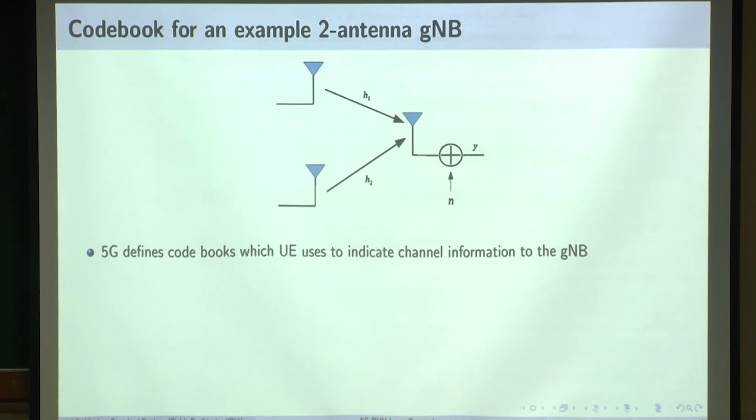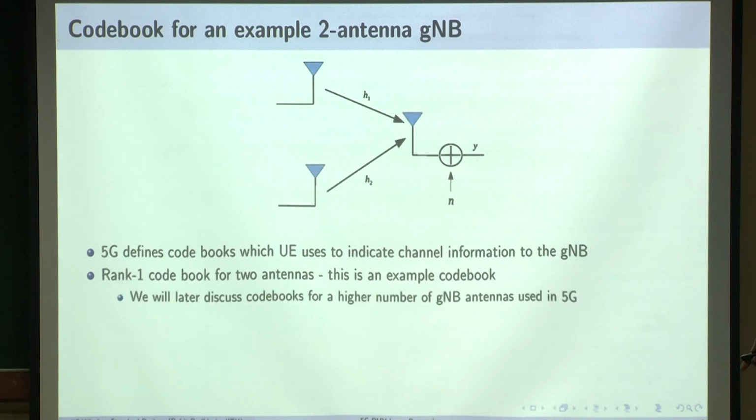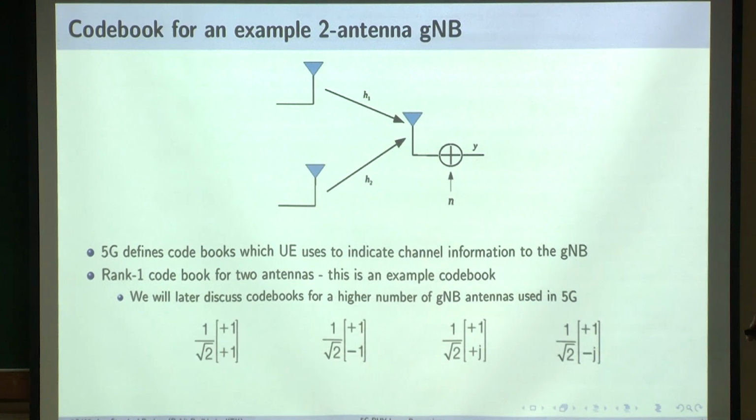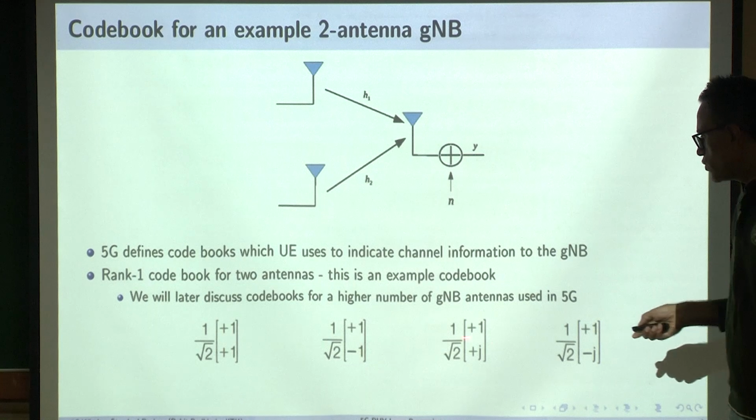Okay, fine. So 5G defines these code books which the UE uses to indicate channel information to the gNB. Okay, and what are these code books? So what will be the rank of the channel? Rank of the channel can only be 1. That is understandable. Okay, so a rank 1 code book for 2 antennas. Okay, there is an example code book. If time permits, we will later discuss this code book for the higher number of gNB antennas used in 5G. I don't think we will have time, but I will show you this and how this is used. Okay, so what is this code book? Okay, this is the code book 1, 2, 3, 4.